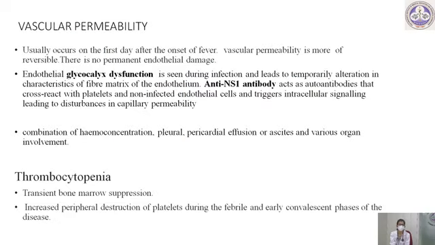Now in pathophysiology, two more important things are vascular permeability. Usually vascular permeability occurs on the first day after the onset of fever. It is more of a reversible thing. There is no permanent endothelial damage. It is basically a glycocalyx dysfunction which is seen during the infection and leads to temporary alteration in characteristics of the fiber matrix and endothelium.